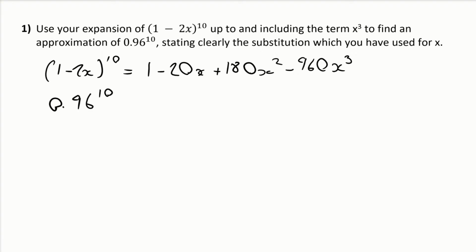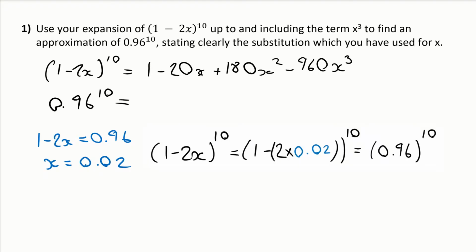Now essentially we want to create an equivalent approximation for 0.96 to the power of 10. How would we do that using the expansion of 1 minus 2x to the power of 10? We can both see that they're both to the power of 10. Essentially what that means is we're going to have to substitute 0.96 for 1 minus 2x. So what we would need to do is replace 1 minus 2x for 0.96, and doing that requires us to substitute a certain value of x, and for that value of x it will be necessary for it to be 0.02.